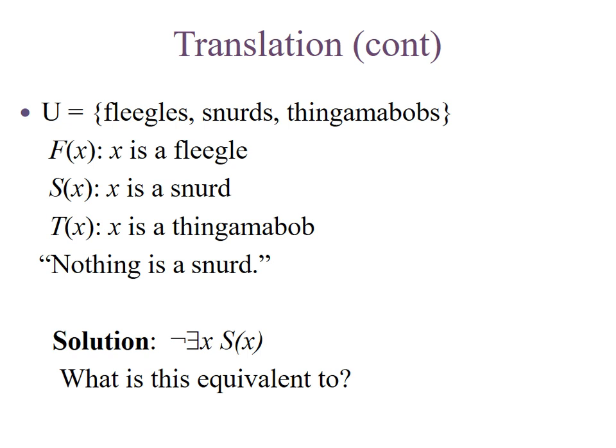Alright, so based on De Morgan's law, actually you can write the other form. For all x not s of x, you can examine every instance in the universal. Then if it is not s of x, that means for all x, all of them are not snurred. That also means nothing is snurred. Actually, it's the equivalent form based on De Morgan's law.